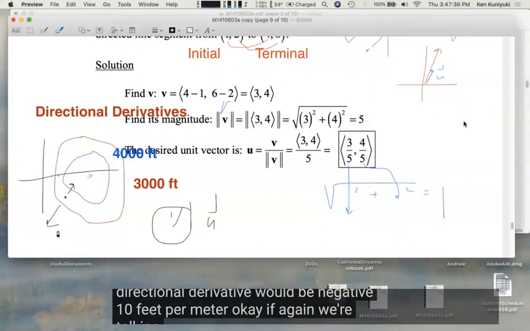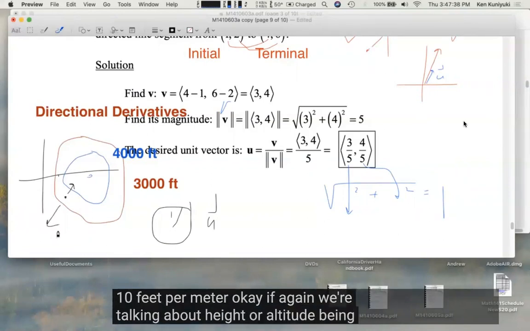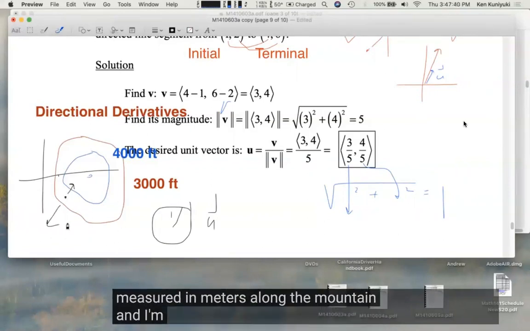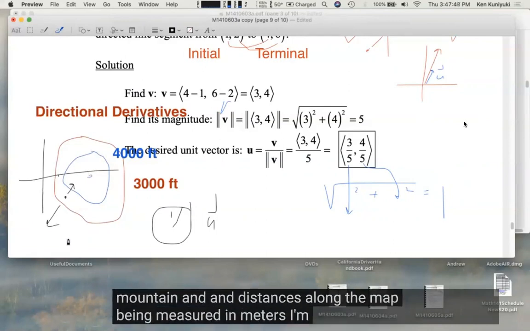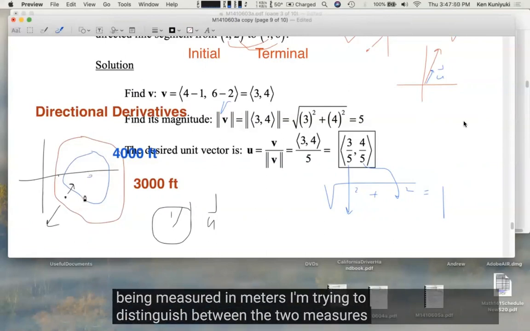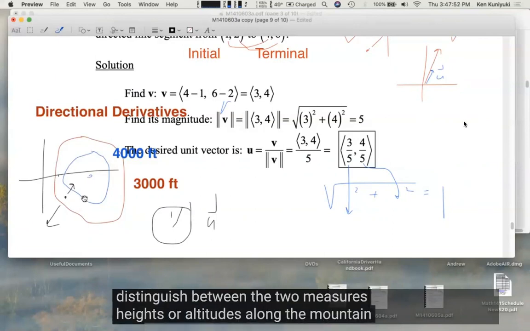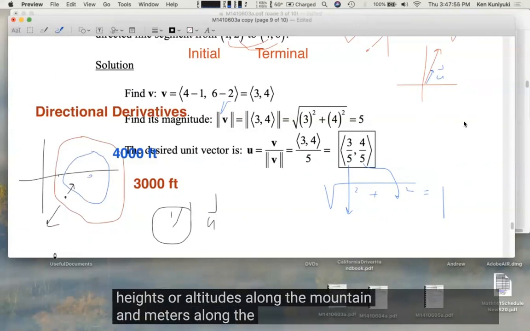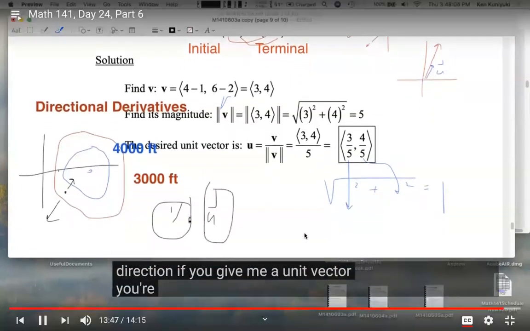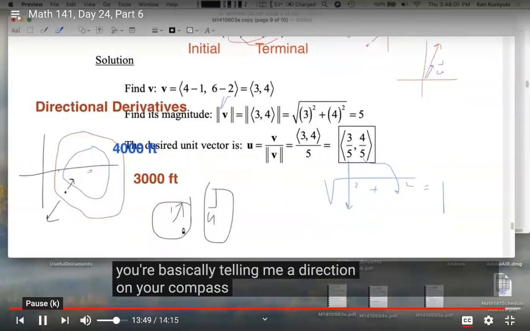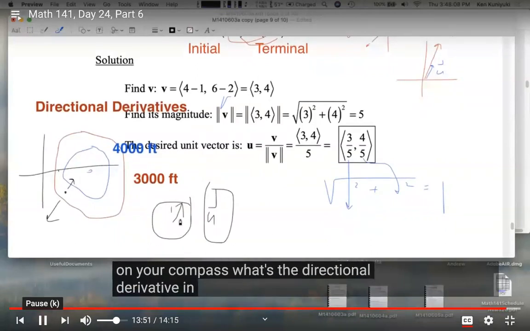Okay, again, we're talking about height or altitude being measured in feet along the mountain, and distances along the map being measured in meters. I'm trying to distinguish between the two measures: heights or altitudes along the mountain and meters along the map. Directional derivatives involve formulas with unit vectors, which indicate direction. If you give me a unit vector, you're basically telling me a direction on your compass. What's the directional derivative in a direction?